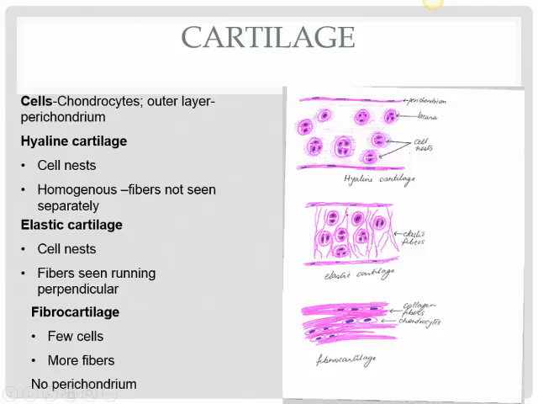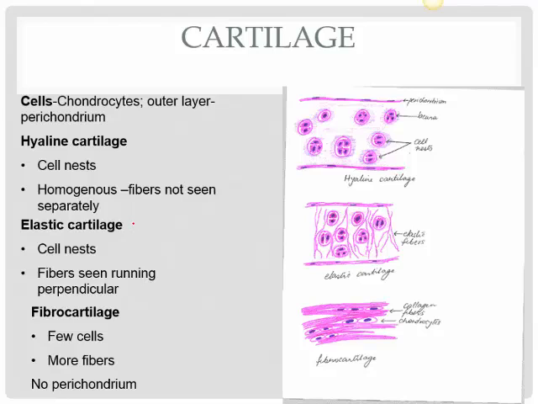And these fibers kind of are running perpendicular. So if this is the length of the cartilage, the fibers kind of cut across like that. So you can definitely make out these fibers. And otherwise it's very similar, has perichondrium, you see cell nests, very, very similar.